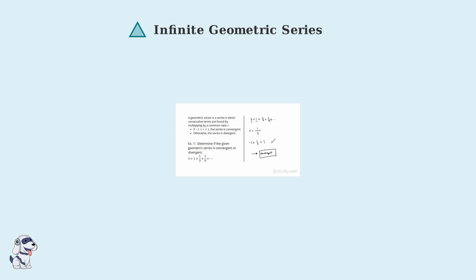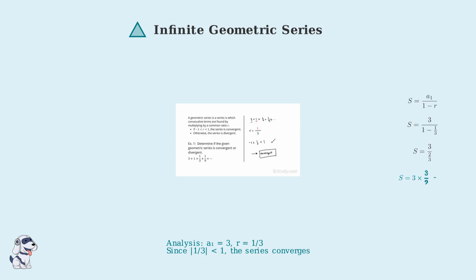Consider the series 3 plus 1 plus 1/3 plus 1/9, and so on. In this example, we can see that the first term a equals 3, and the common ratio r equals 1/3. Since the absolute value of 1/3 is less than 1, this series converges. Now we can apply our formula to find the exact sum.